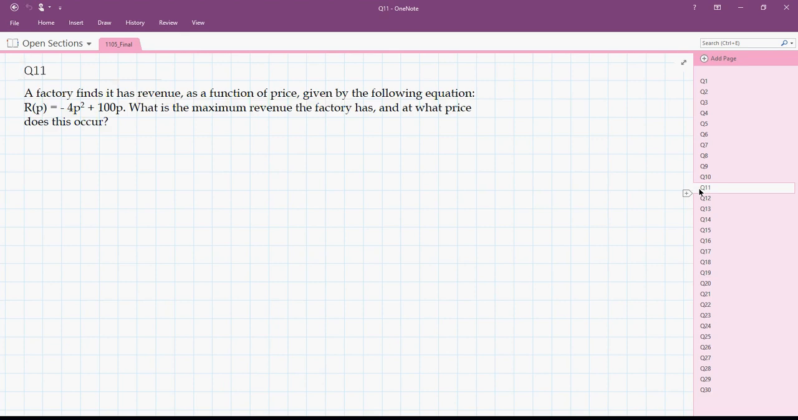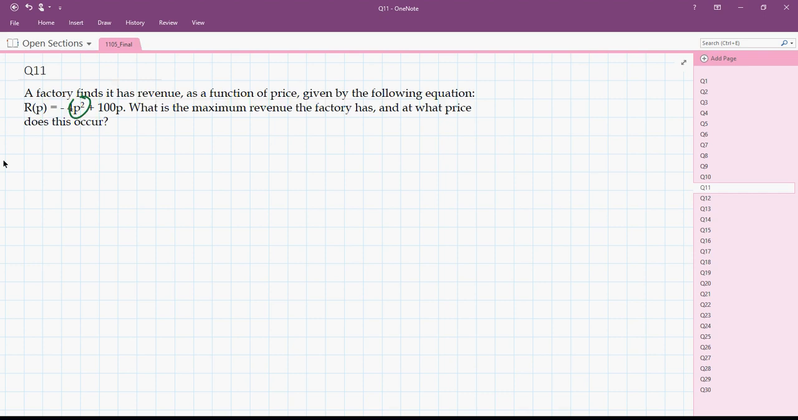A factory finds it has revenue as a function of price given the following equation. R is equal to negative 4p squared plus 100p. What is the maximum revenue the factory has, and at what price does it occur? So similar to, I think, maybe it was the next one actually, we have something with a squared, in this case, p squared. And it's asking for maximum, could ask for minimum.